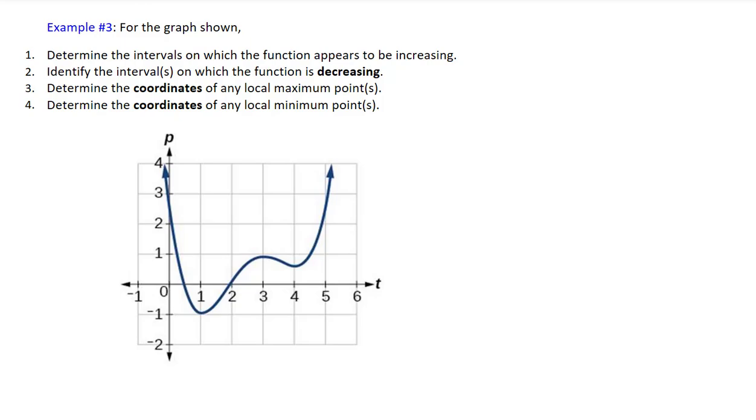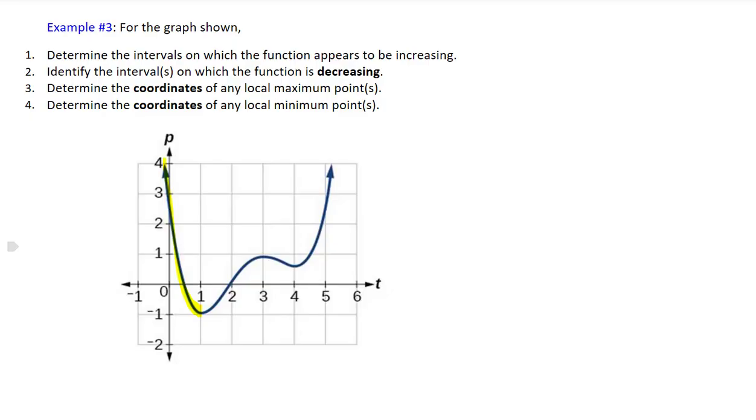Now let's consider the behavior of graphs of functions. Example 3. For the graph shown, number 1, determine the intervals on which the function appears to be increasing. Reading the graph from left to right, we can see that the curve starts out at a pretty high point and then it decreases since it's dropping.